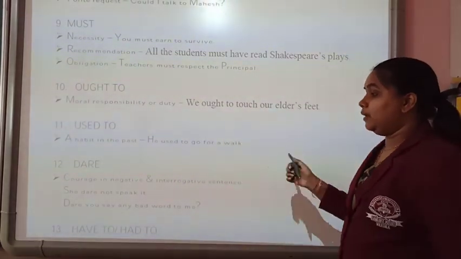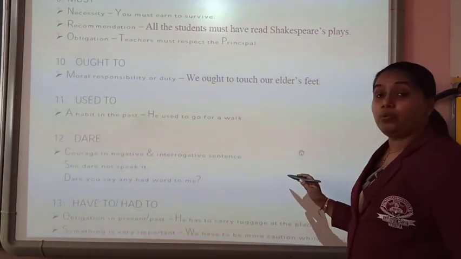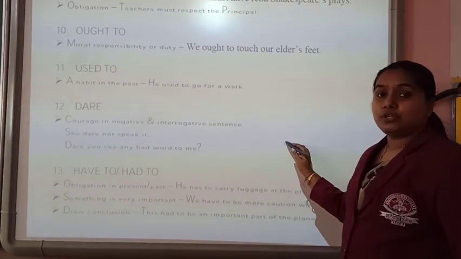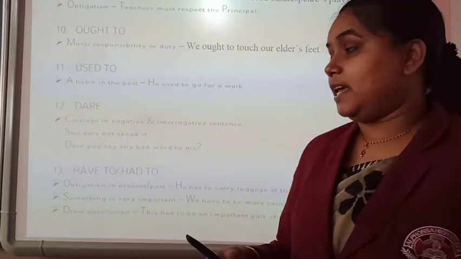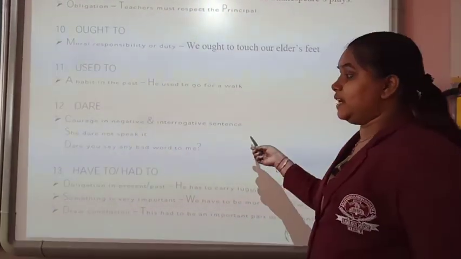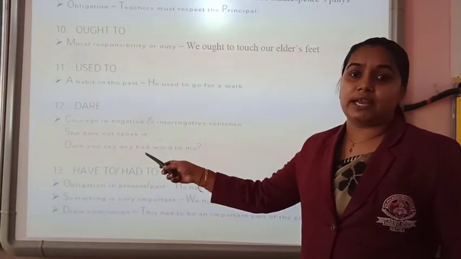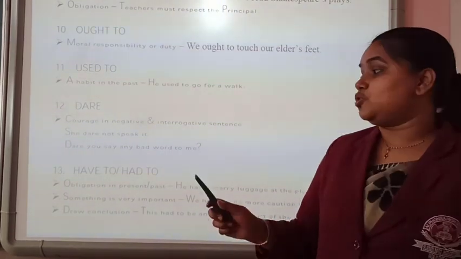Okay, now dare shows courage in negativity. Okay, how dare you? So when I say this, that means I am showing how did you have this much courage in the negative sense. Okay, and interrogative sentences. She dare not speak to me. This is in the negative way. That means she should not have that much courage to speak to me.